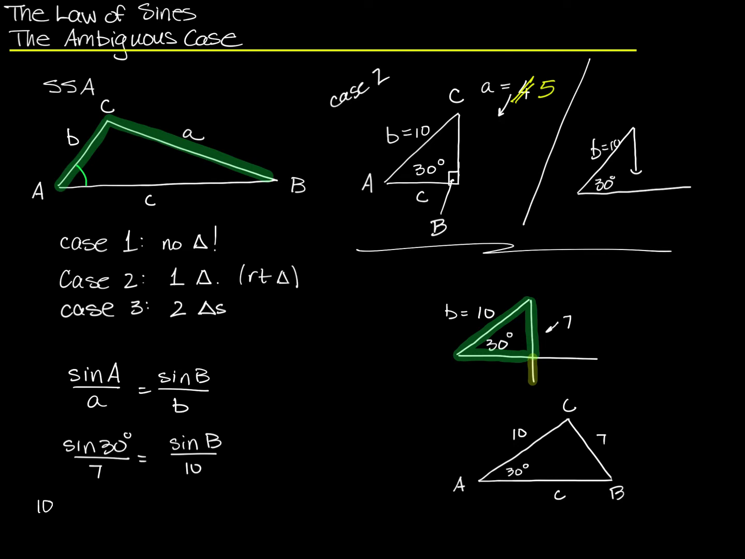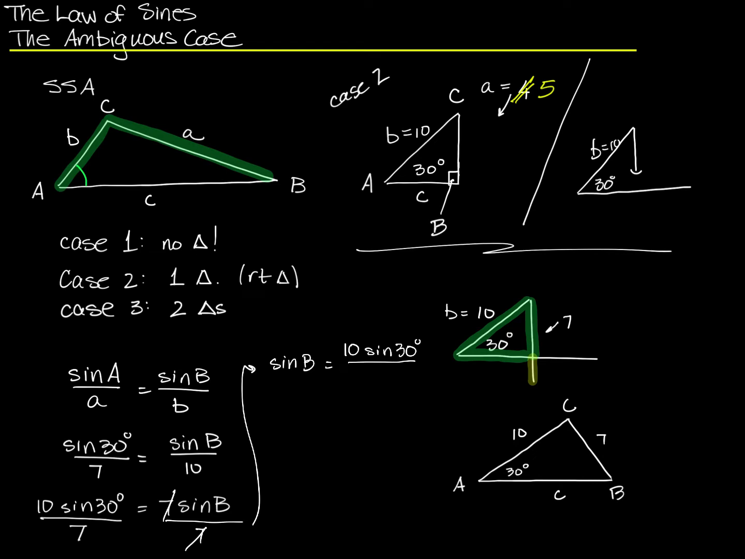The process is the same. Here I'm going to get 10 times the sine of 30 degrees equals 7 times the sine of B. Now, this time I'm looking for sine of B so that I can solve for B, so I'm going to leave this here and divide both sides by 7. And that tells me then that the sine of angle B is equal to 10 times the sine of 30 degrees over 7. Well, do you remember? Sine of 30 is a half. Half of 10 is 5, so I get 5 over 7. But that's the sine of B.